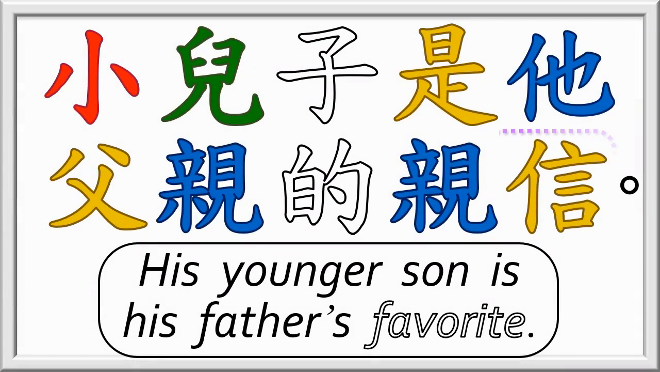亲信 can refer to one's trusted followers, confidant, entourage, or inner circle. Literally, someone close and trusted. 小儿子是他父亲的亲信. His younger son is his father's favorite, and presumably his confidant.